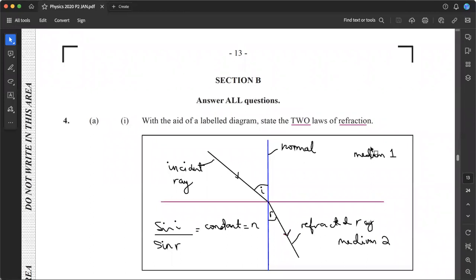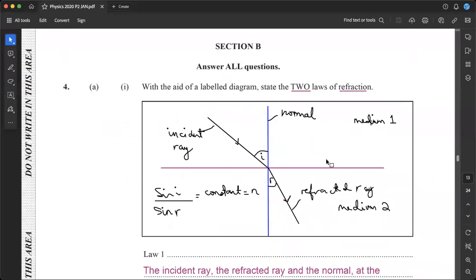Okay, everyone, let's do question 4 from the January 2020 CSEC Physics Paper 2. For the first part of part A, the question asks, with the aid of a labelled diagram, state the two laws of refraction.